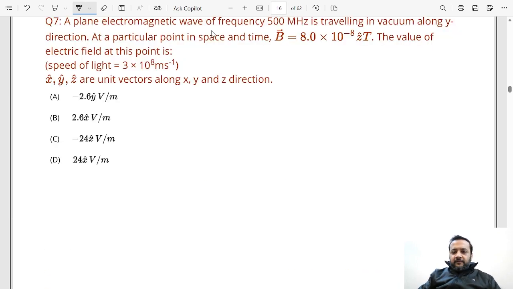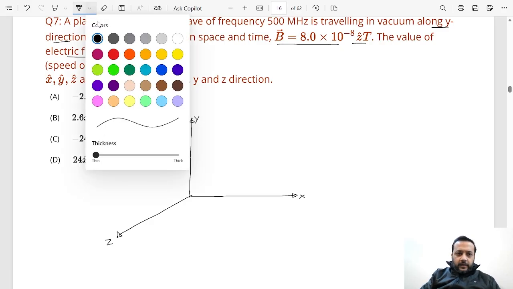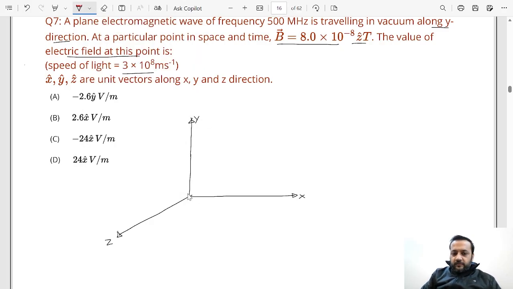A plane EM wave of frequency 500 megahertz is traveling in vacuum along the y direction, and at a particular point they have given you the magnetic field, which is this. Now notice the direction of magnetic field, it is along the k cap. The value of electric field has been asked, and the speed of light is this. Let us say this is the x direction, this is the y direction, and this is the z direction. So the wave is propagating along the y-axis, like this.